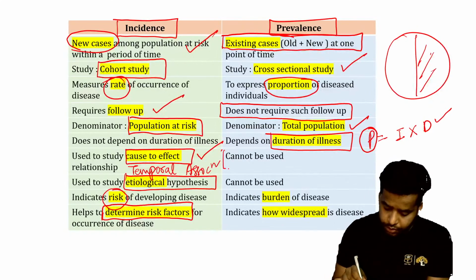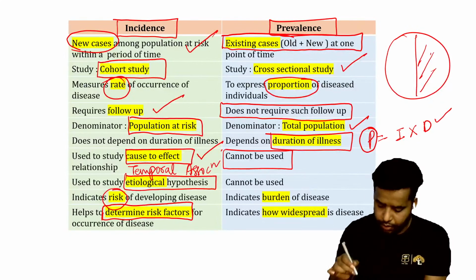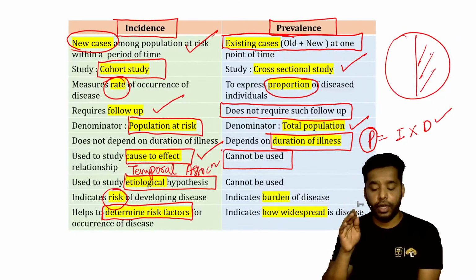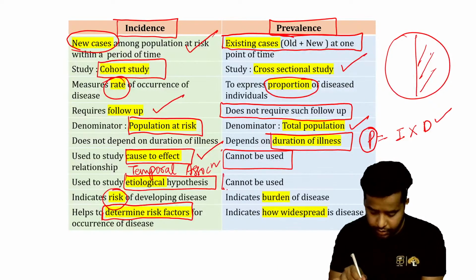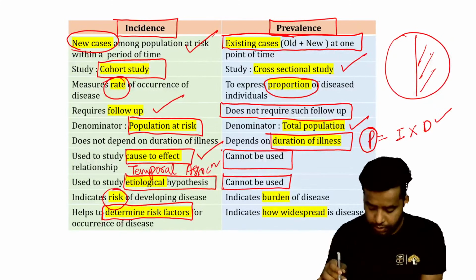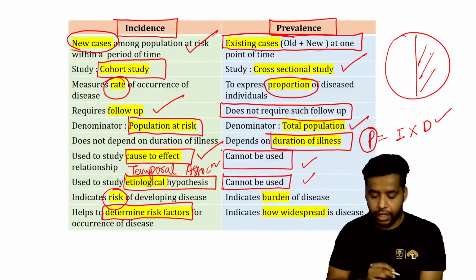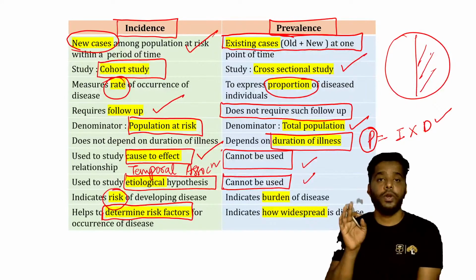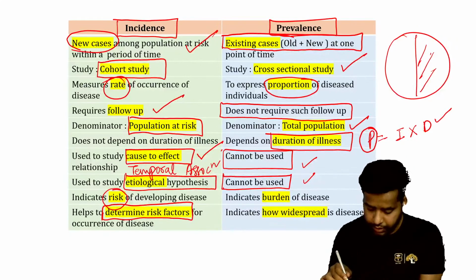So is it used to study etiological hypothesis? No. Since there is no follow-up, cross-sectional study cannot be used for etiological hypothesis. Keep this in mind. If they say it can be used for etiological hypothesis, the answer is wrong. It cannot be used for etiological hypothesis.